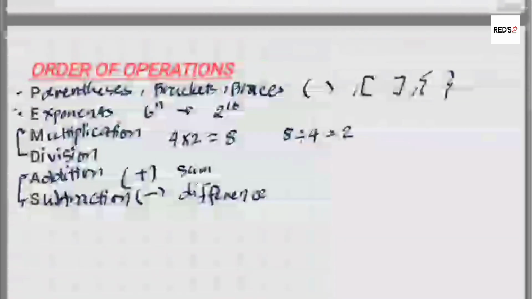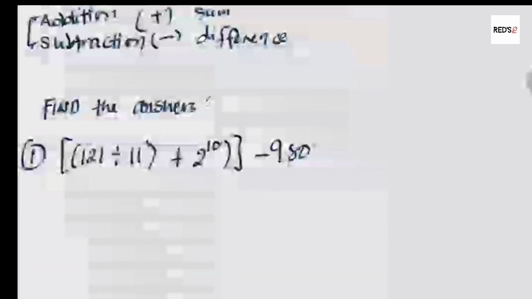Now, let's do maybe 2 examples. Find the answers in these problems. Let's have number 1. Let's have something simple. We have a bracket or a brace. This one first, 121 divided by 11 plus 2 raised to 10 minus 980. Now, what should be your answer?